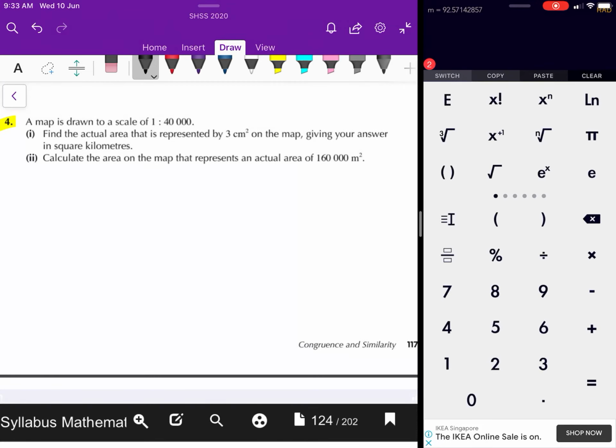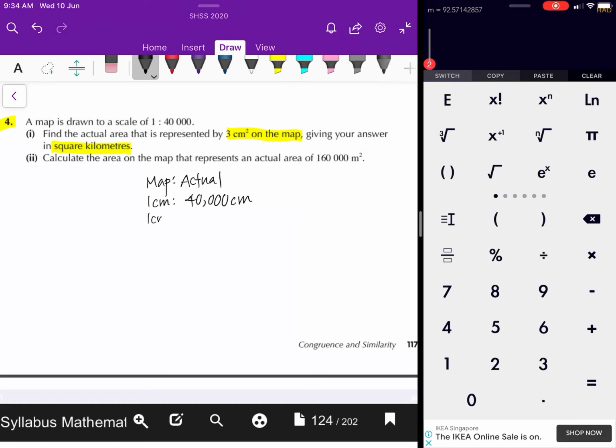A map is drawn to a scale of 1:40,000. So we all know map is to actual is 1 cm is to 40,000 cm. They want you to find the actual area that is represented by 3 cm square on the map, giving your answer in square kilometers. Now I need to change the actual cm into kilometers first.